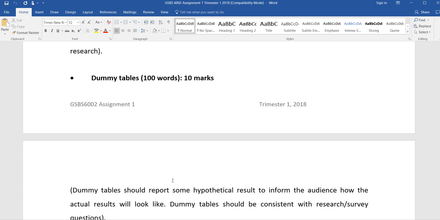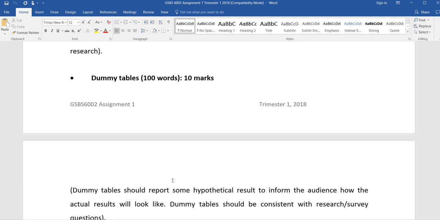Keep it in mind, although you should fill up your dummy tables with hypothetical results, these results should be consistent with your questionnaire and also consistent with your research design. For example, if you are presenting some results derived from a statistical technique like regression analysis, but in your research design you have never mentioned that regression analysis will be used, it means that this dummy table is not consistent with your research design.